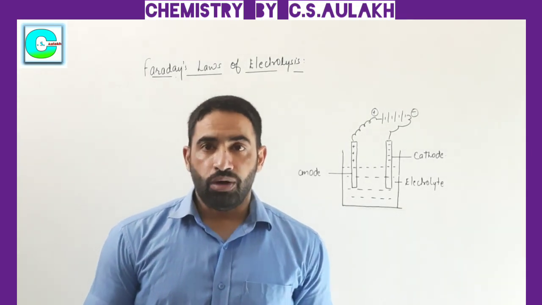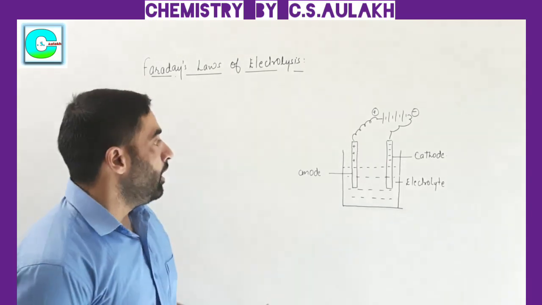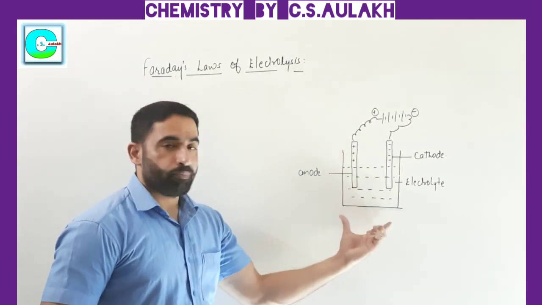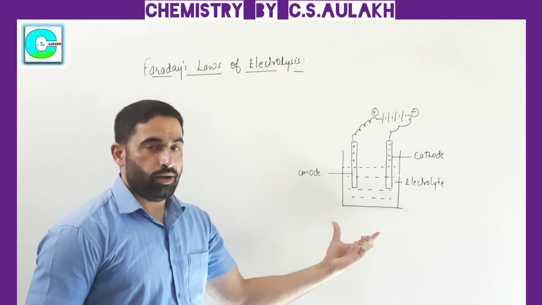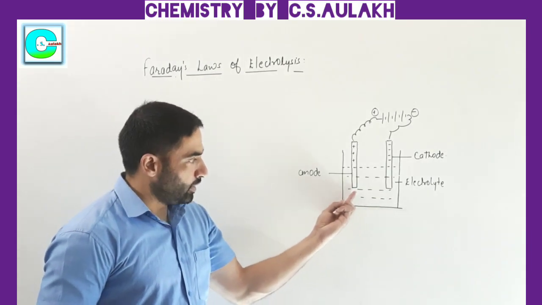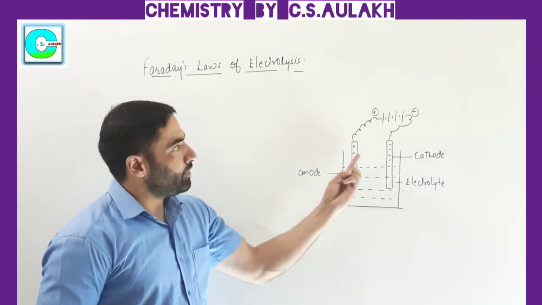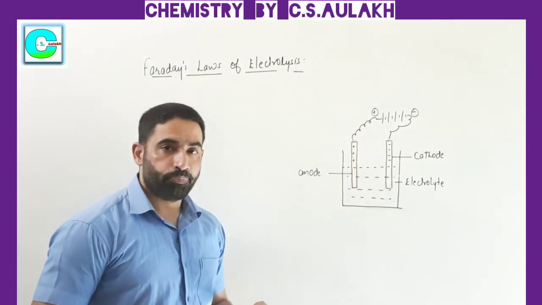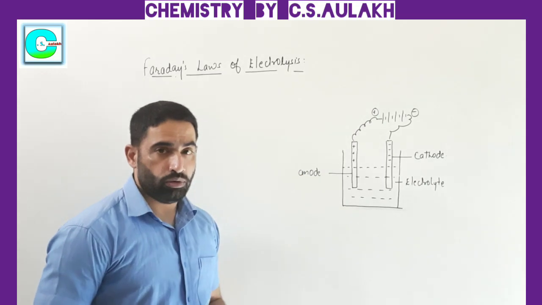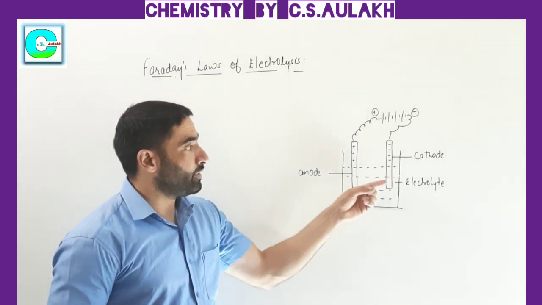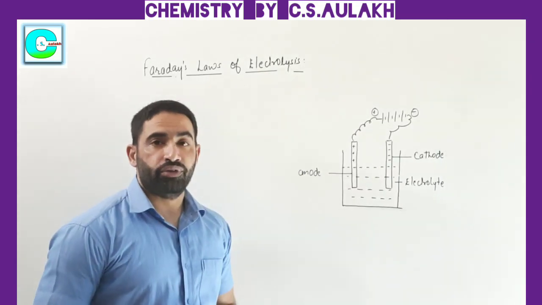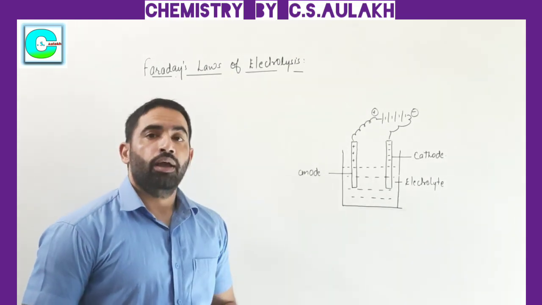How do we perform this electrolysis? For this we use a container called the electrolytic cell. In this electrolytic cell there are two electrodes. The electrode which is connected with the positive terminal of the battery is called the anode, while the electrode which is connected with the negative terminal of the battery is called the cathode.